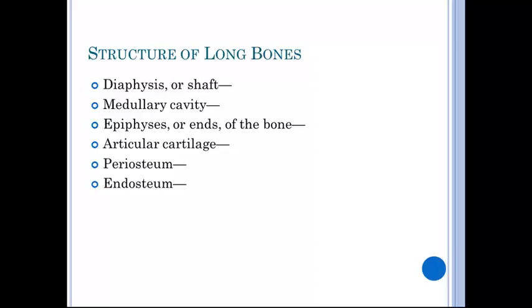The epiphyses, or ends of the bone, are made of spongy bone that contains red bone marrow. The articular cartilage is a thin layer that covers each epiphysis, which provides a cushion. The periosteum is a strong, fibrous membrane covering the bone everywhere except for the joint surfaces. In the joint surfaces, we have cartilage that covers them. That's why the periosteum is not present. The endosteum is a thin membrane that lines the medullary cavity.